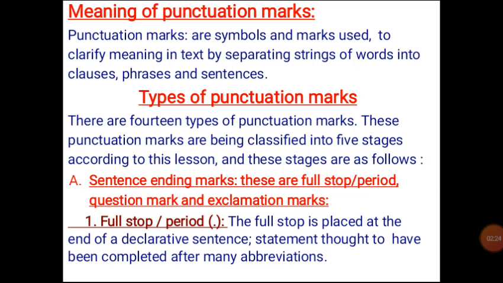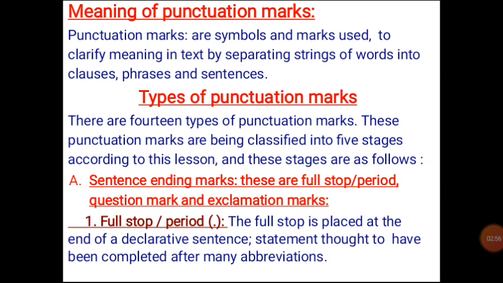Now, under this, we have types of punctuation marks. There are 14 types of punctuation marks. These punctuation marks are being classified into stages according to this lesson. And these stages are as follows. In English language, there are 14 commonly used punctuation marks. But on this lesson, we have divided them into 4 stages.